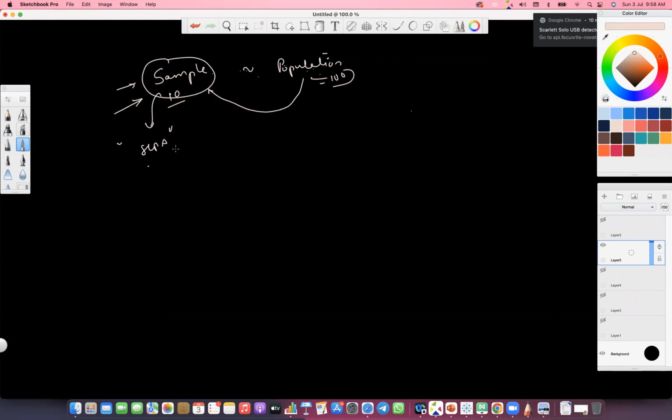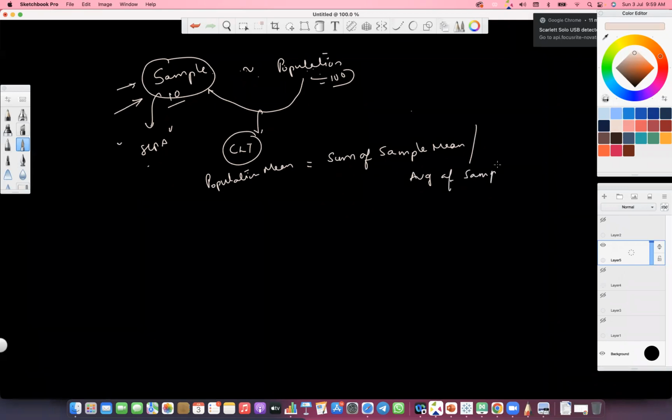So in order to have this concept, people use one more concept called CLT. We call it the central limit theorem. What exactly does the central limit theorem state? Population mean is equal to sum of sample means or average of sample means. So what exactly the central limit theorem states is that population mean is equal to sum of sample means or average of sample means. So now every time, what exactly are we doing?